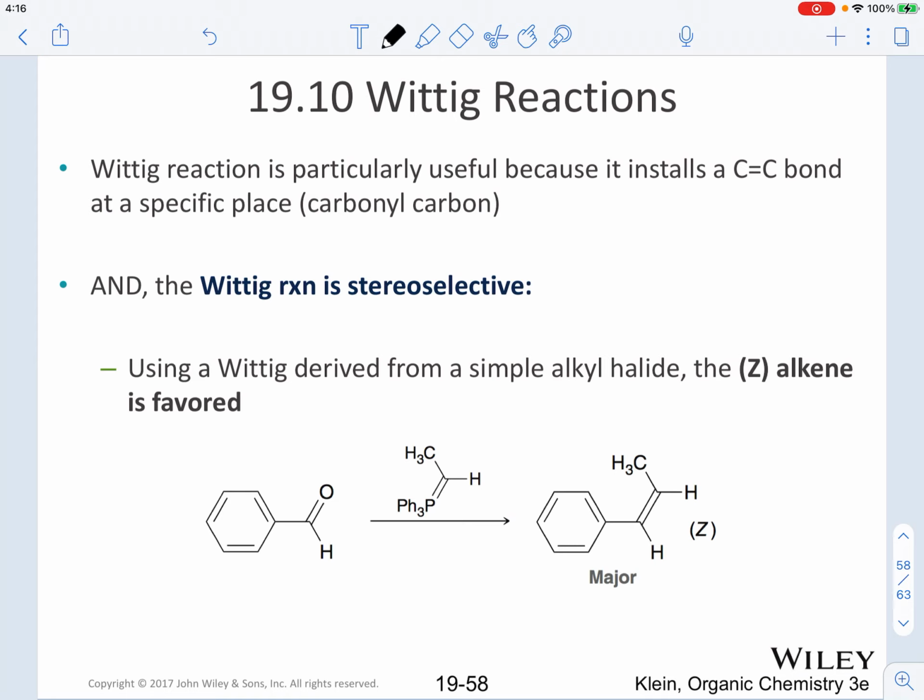So understand that the Wittig reaction is particularly useful because it installs specifically a carbon-carbon double bond at a specific place, meaning the carbonyl carbon. Now, understand that this reaction is also stereoselective. Using a Wittig reagent derived from a simple alkyl halide is going to give rise specifically to the Z alkene. So keep in mind that whenever a simple alkyl halide was the source for creation of that Wittig reagent, the major product is going to be the alkene in the Z conformation, or cis.